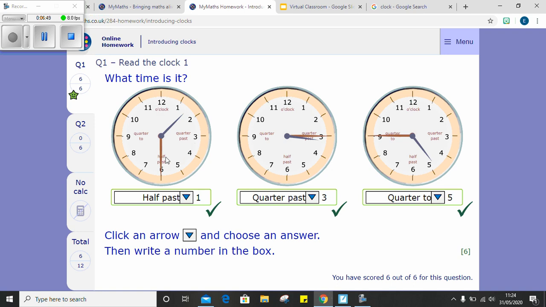So you can see there that I'm looking at the minute hand first to decide whether it's o'clock, quarter past, half past, or quarter to. Then I'm looking at my hour hand. If it's before half past, I'm looking at what the hour hand was before. If I'm looking at after half past, so quarter to, I'm looking at where that hour hand is nearly at.